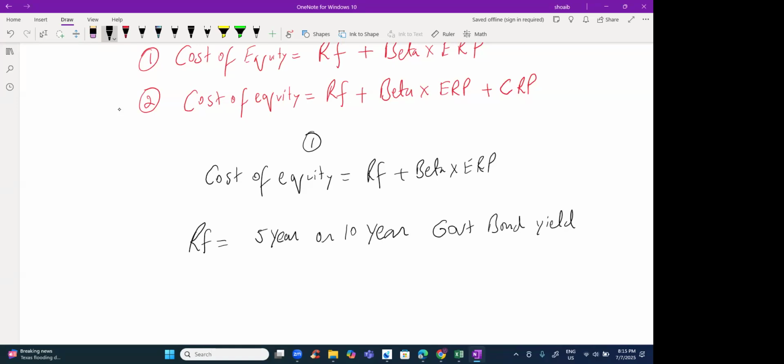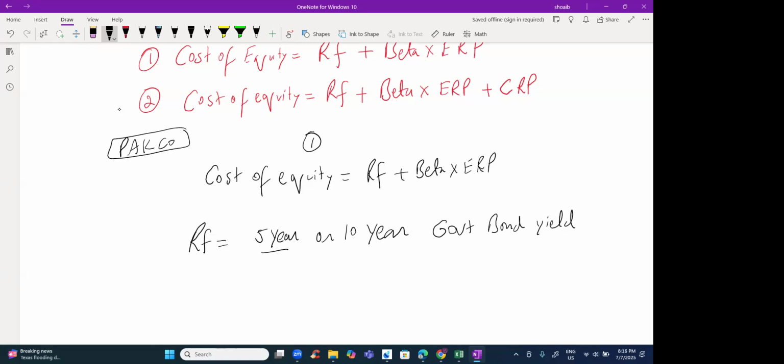If you are calculating the value of any Saudi company, you will take the 5-year yield of the Saudi government bond. If you are doing analysis sitting in India, you will take the 5-year or 10-year yield of the Indian government bond. So let's suppose we are in Pakistan. I will take a Pakistani company, so I will take the 5-year or 10-year government bond yield of Pakistan.